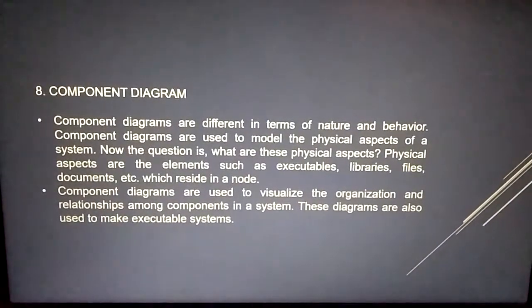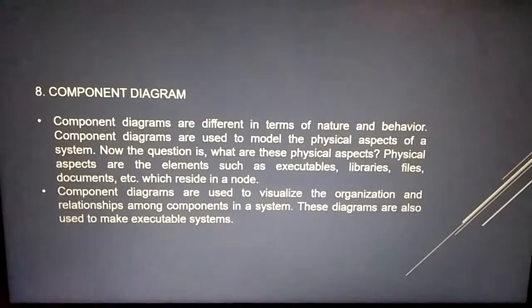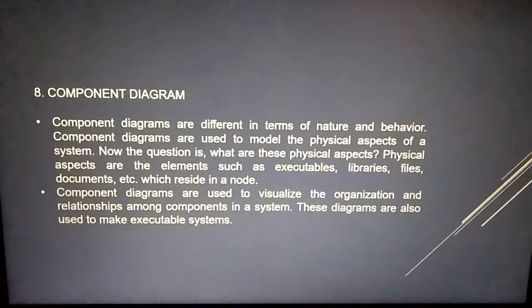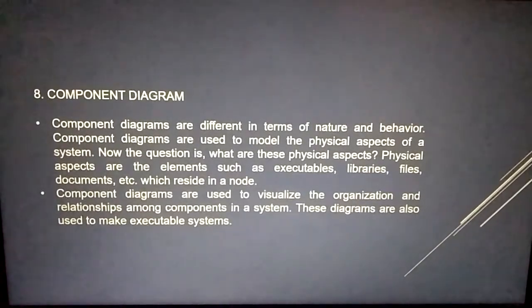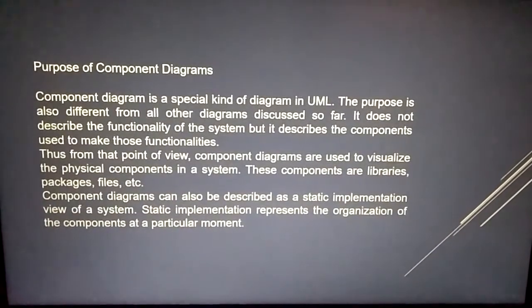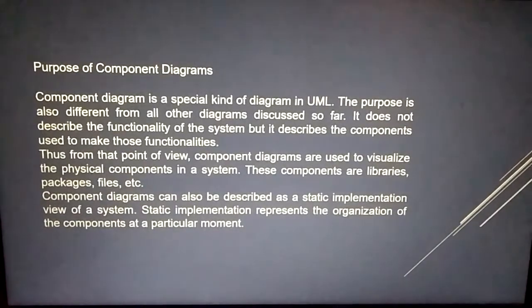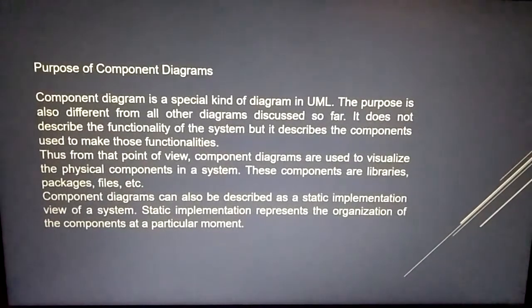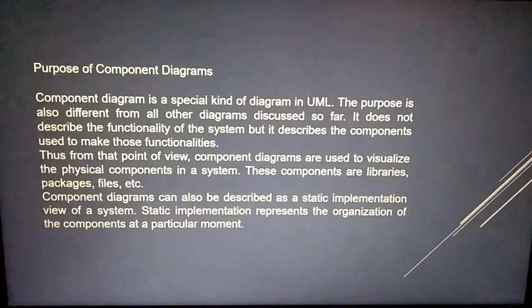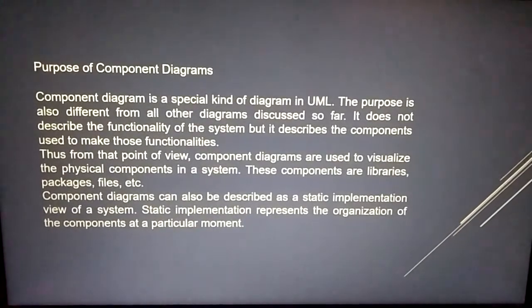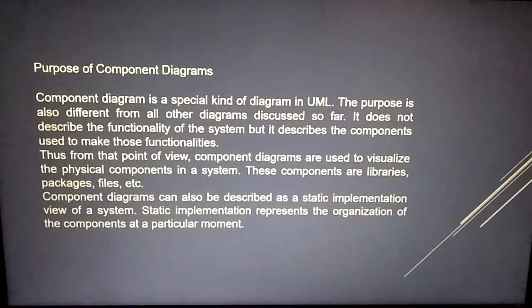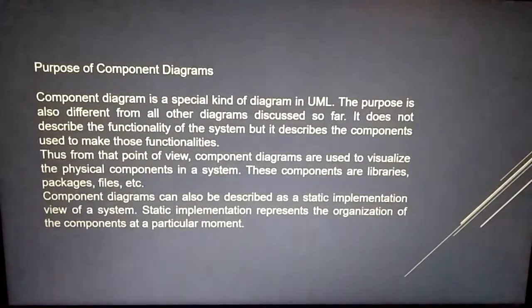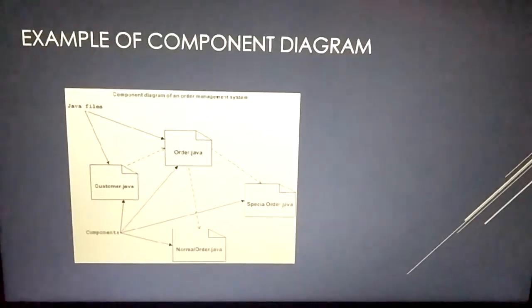Component diagram. Component diagrams are used to model the physical aspect of a system. The purpose of component diagram is a special kind of diagram in UML. The purpose is also different from all other diagrams discussed so far. It does not describe the functionality of the system, but it describes the components used to make those functionalities.